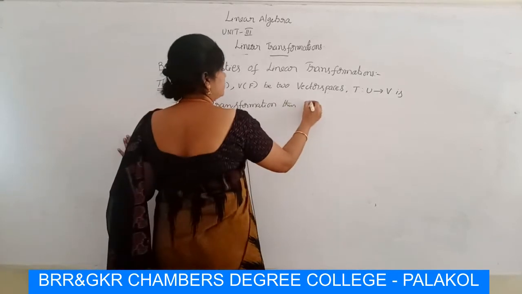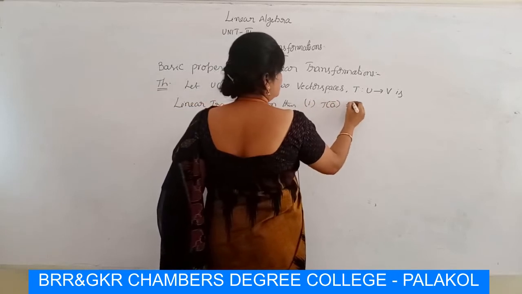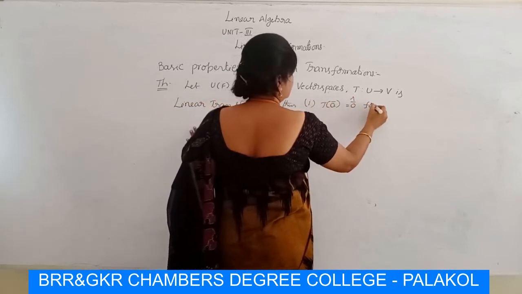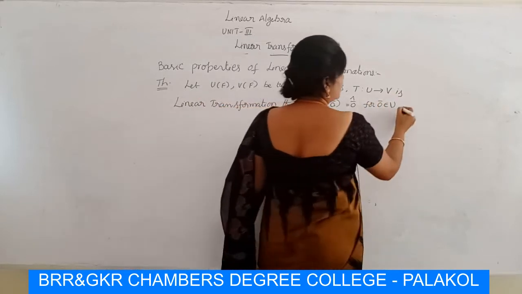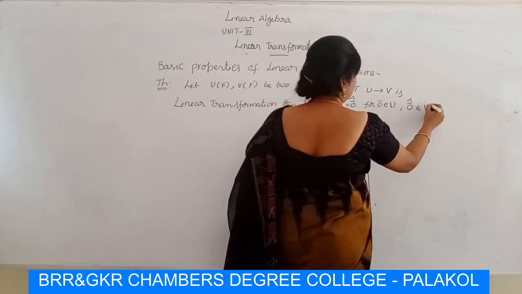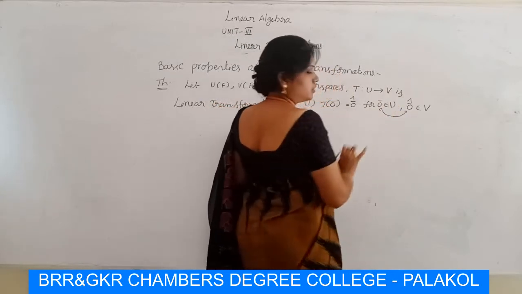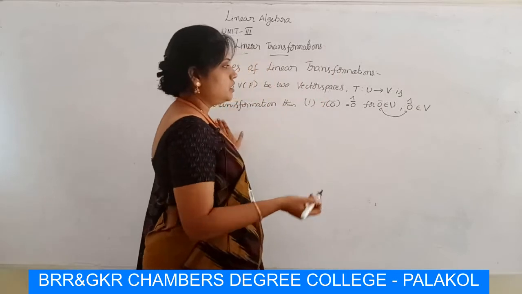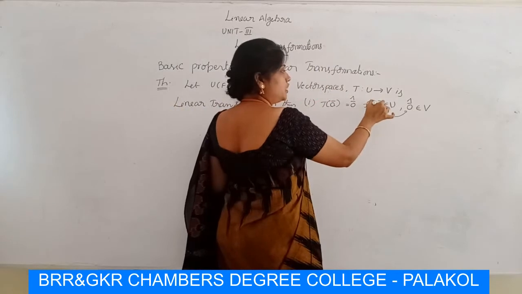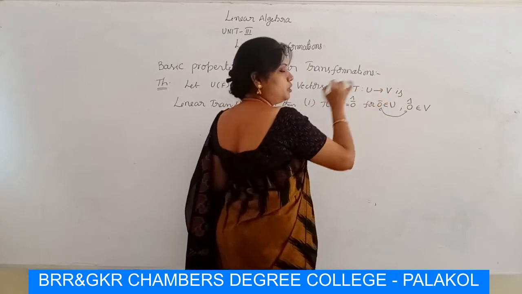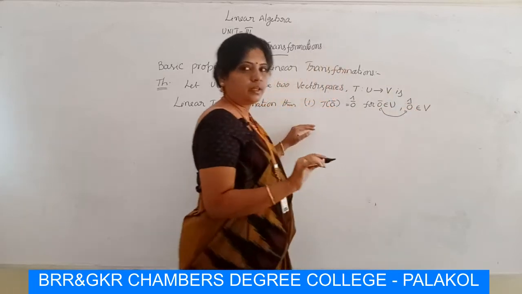First condition: T of alpha is equal to T of 0 bar is equal to 0 crown, for 0 bar belongs to U. 0 crown is a 0 vector of V. Here these two are 0 vectors. So dear students, remember that 0 bar is the 0 vector of the vector space U and 0 crown is the 0 vector of the vector space V.